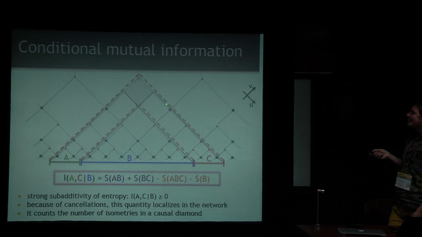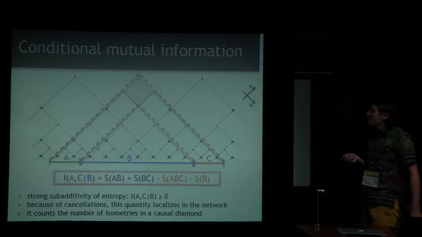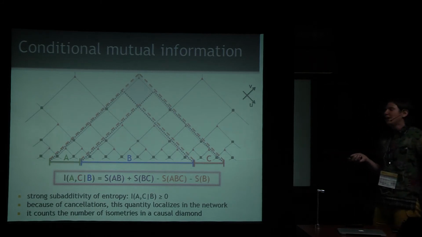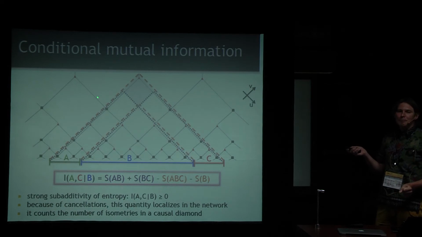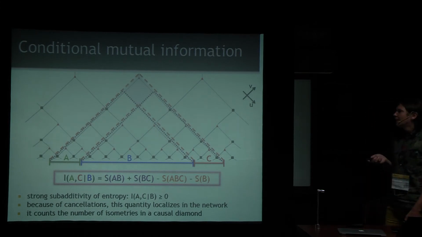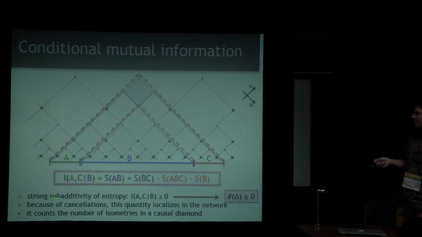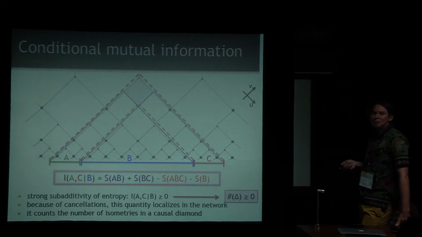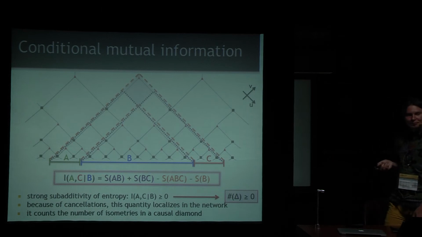So, okay, we have the number of cuts entering at the bottom minus the number of cuts leaving at the top. And the only way that I can have this quantity not cancel out completely is if I have an isometry living here, because isometries have the job of soaking up one of the lines coming from the bottom. And so what this quantity really does is simply count the number of isometries in a little causal diamond in MERA. In retrospect, strong subadditivity of entropy is simply the statement that MERA never contains a negative number of isometries. That's all it was.